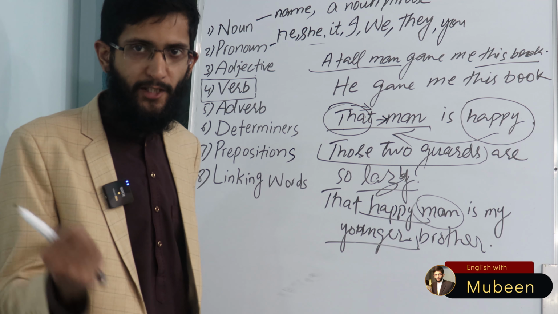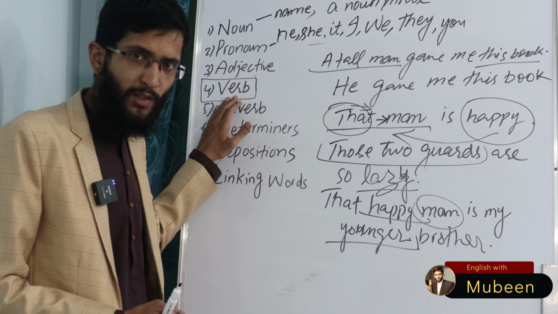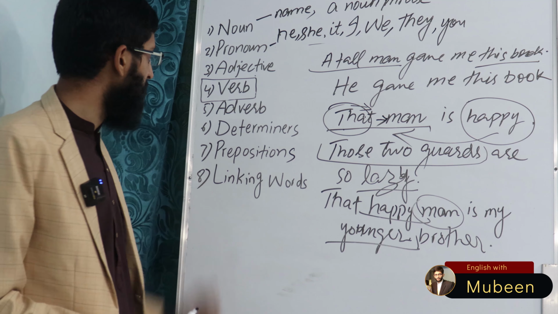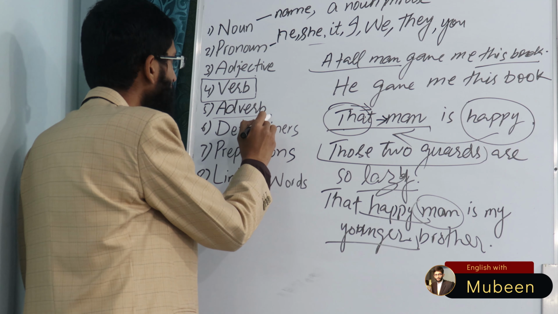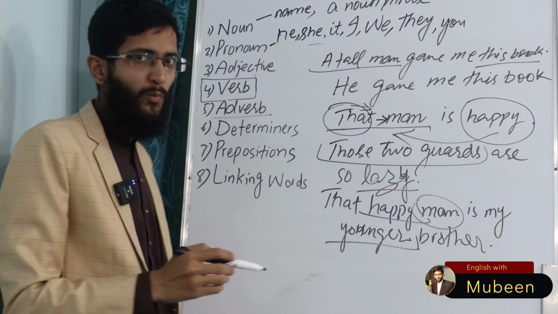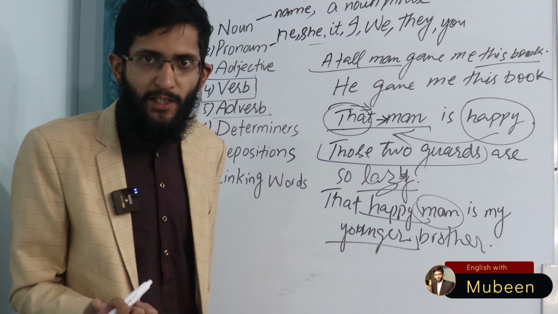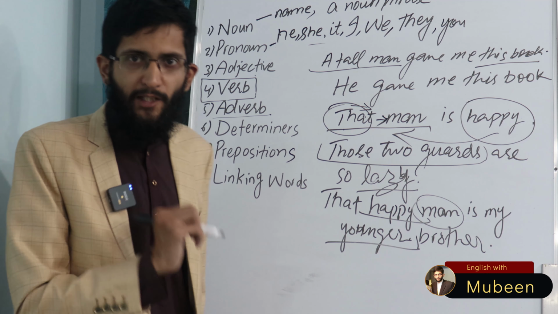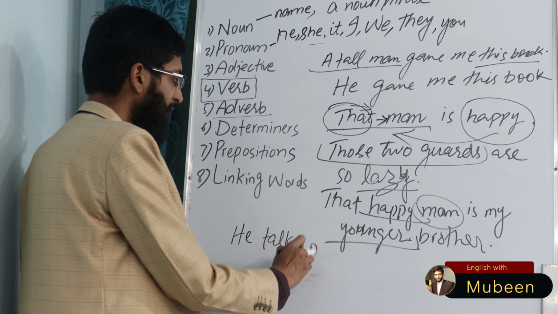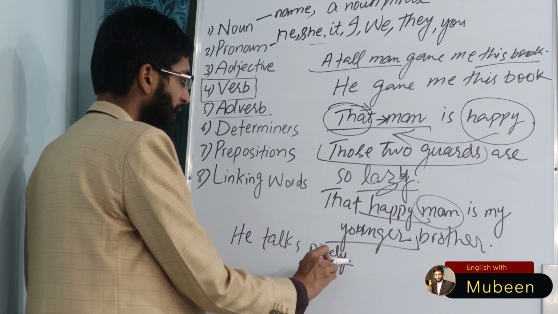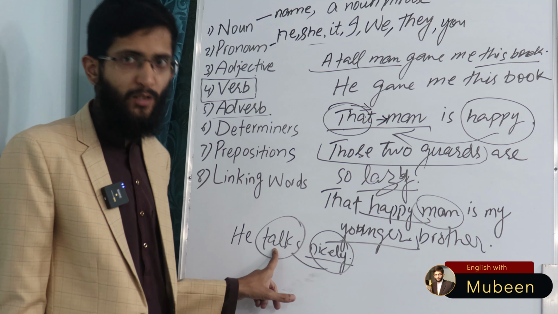All these are actions. So other than actions, there can also be states. I will discuss this topic when I teach you this part separately. So adverbs, similarly, describe a verb. When you say he speaks, somebody can ask you, how does he speak? You tell him he speaks nicely. So nicely is an adverb and it is describing this action, talks. How does he talk? He talks nicely.